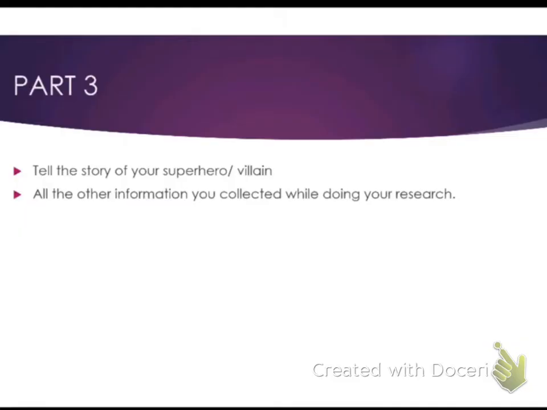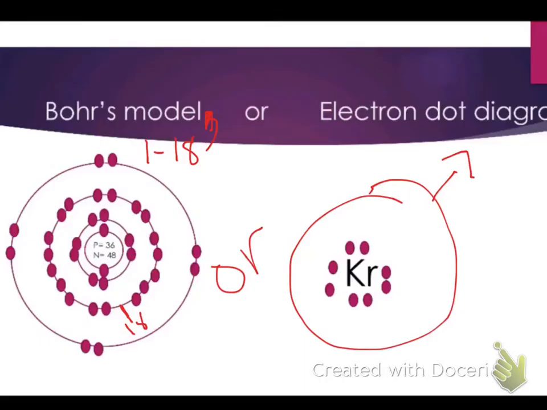All right, then let me go back for 1 second. So that's all of the first part of part 1 on your directions page: your title slide, your superhero picture, the superhero powers and why they're the color they are, and then the Bohr's model or electron dot diagram and your 5 facts. That's all for part 1.